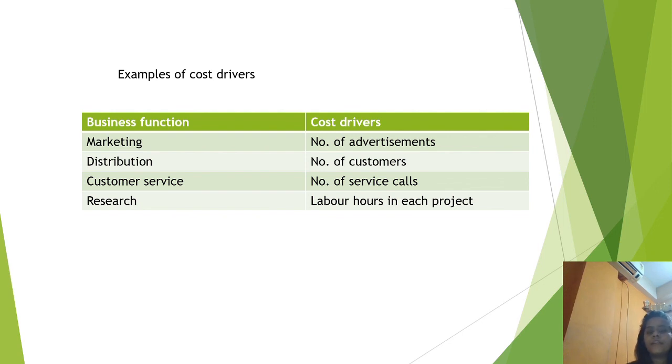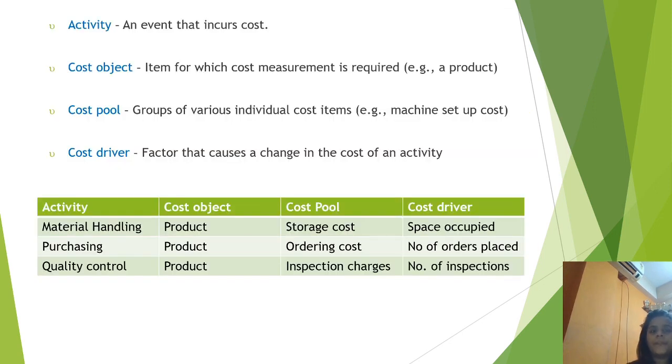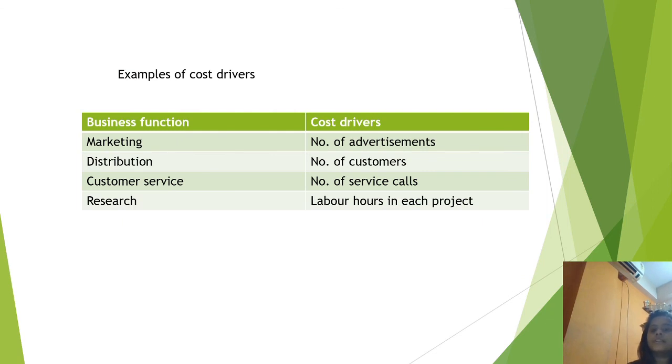So, to summarize what we learned in this video, an activity is an event that incurs cost, such as material handling. The cost object is the item for which cost measurement is required, that is, the product. Cost pool is a group of various individual cost items, such as the storage cost. And cost driver is a factor that causes a change in the cost of an activity, which will be the space required in this case. I hope this video is clear to you.